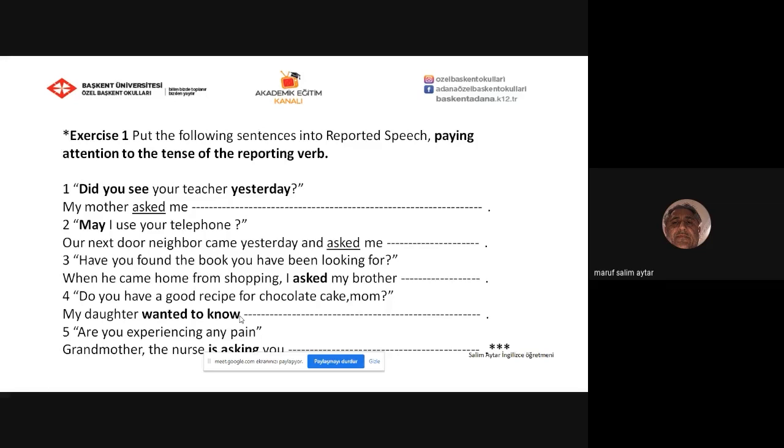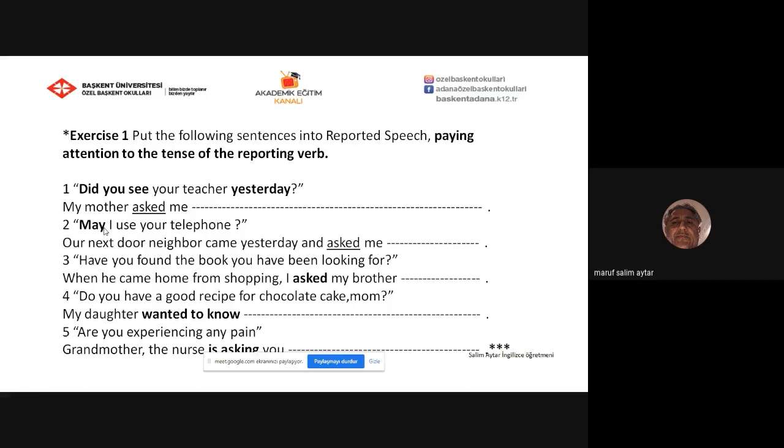And let's have a look at the first exercise given here. Put the following sentences into reported speech, paying attention to the tense of the reporting verb. See?